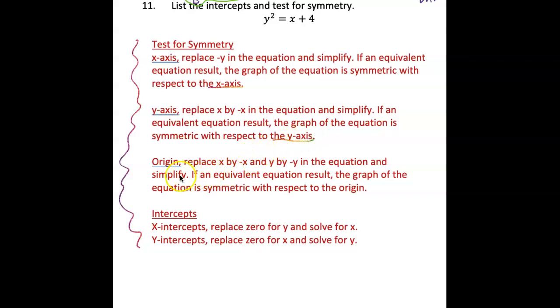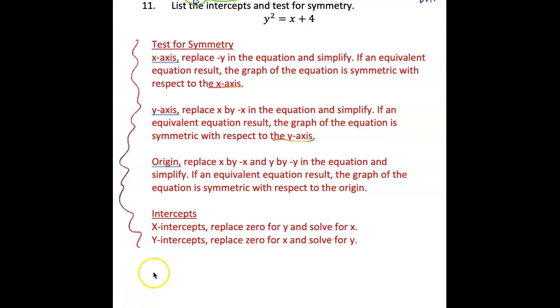Now, to check for the origin symmetry, you replace the x with negative x and the y with negative y. If you get an equivalent answer, then you have symmetry with the origin. Okay, so first let's look for symmetry, and then we'll talk about the intercepts, because we have to do both. We have to list the intercepts and check for symmetry.